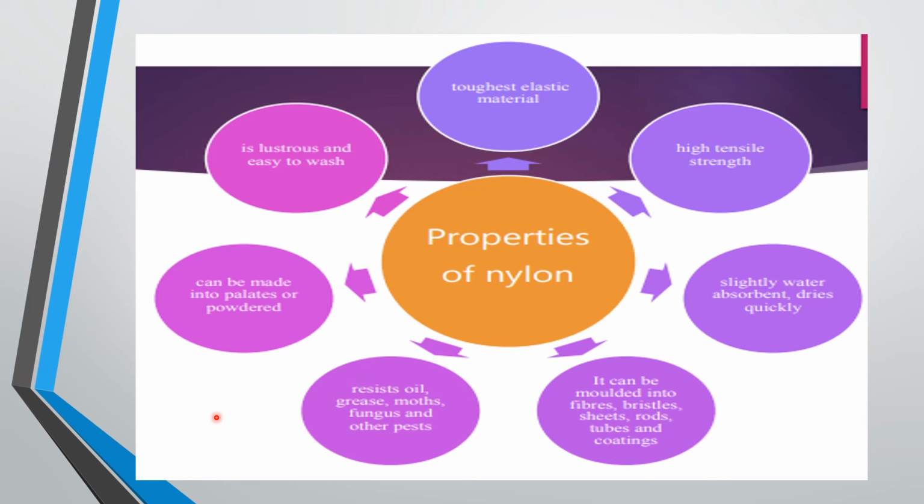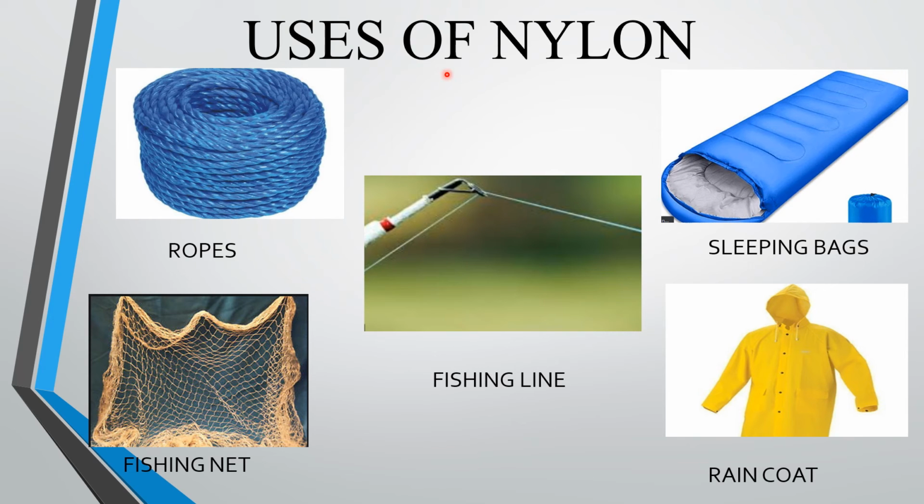That is, nylon can be spread into plates, or it can even be made into very fine granules almost like powders, and it is lustrous and easy to wash. Since the surface is very smooth, it gives a shiny appearance, and it can be washed and maintained easily. Now let us discuss the uses of nylon, that is, where all we use this nylon fiber.